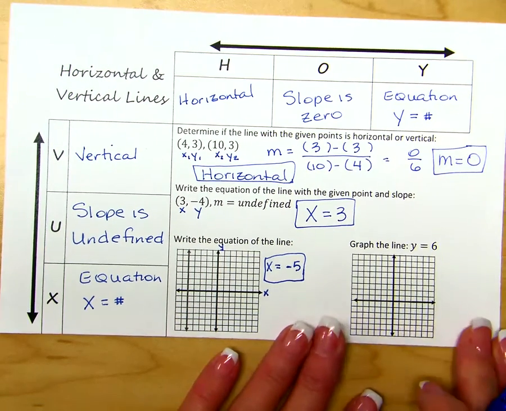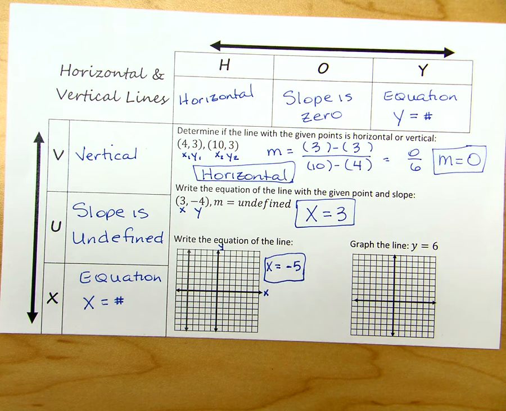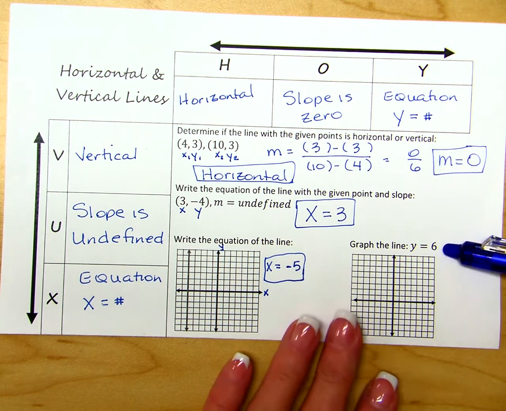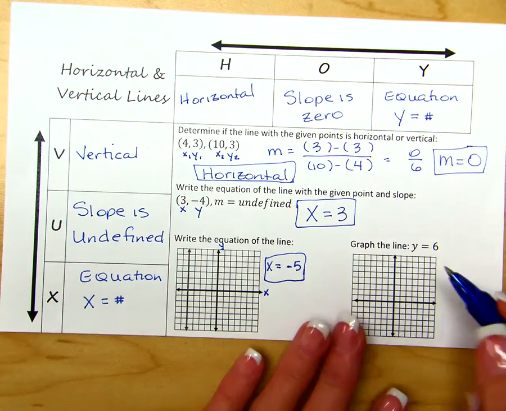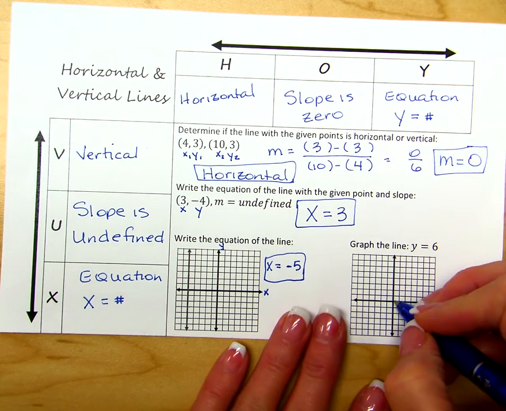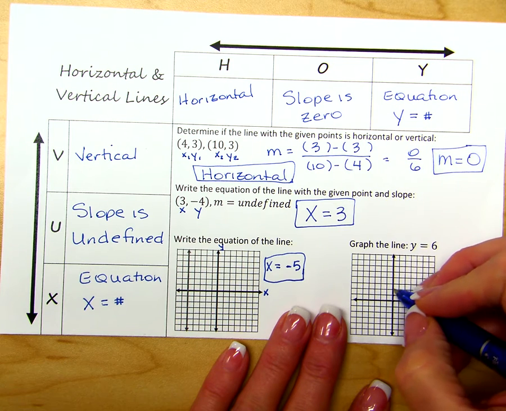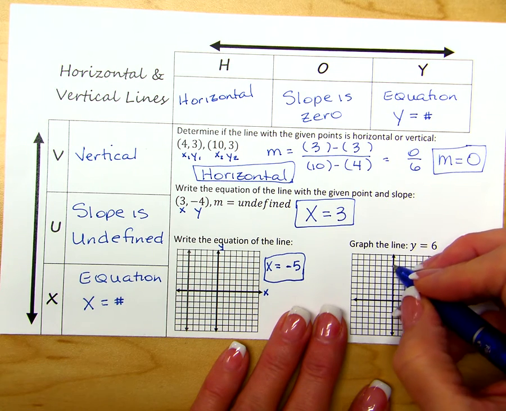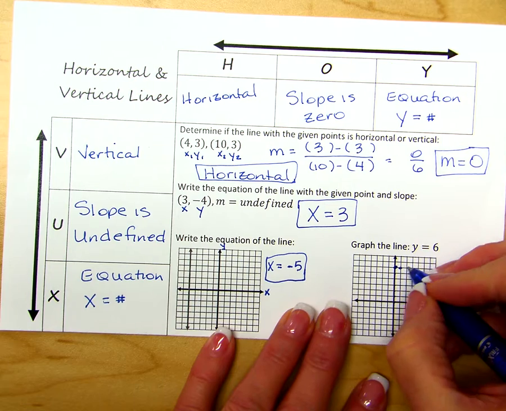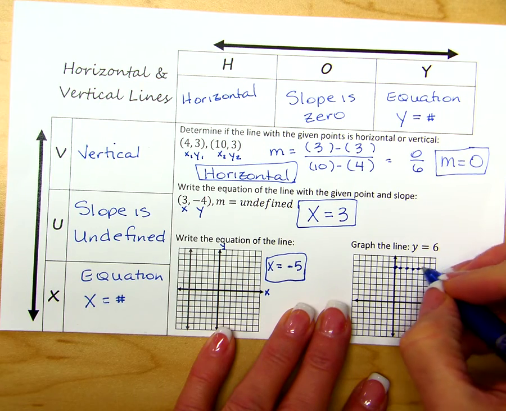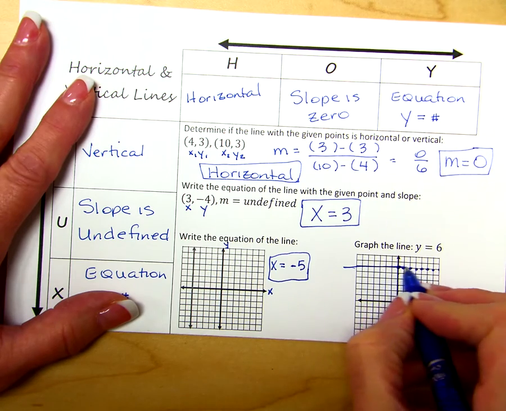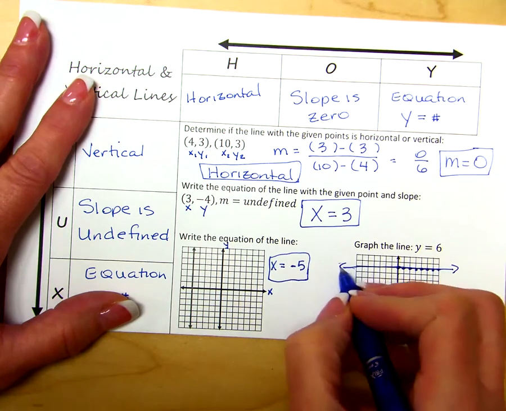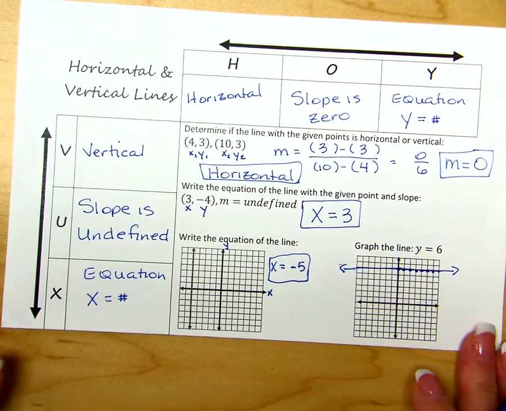Then, for the last example, they want us to graph a line with the equation y equals 6. Well, if your equation is y equals some number, then you are a horizontal line. So we count to where y is 6. 1, 2, 3, 4, 5, 6. So everywhere along this line here, the value of y is 6. So we just make a horizontal line where y is 6, and we have graphed that.